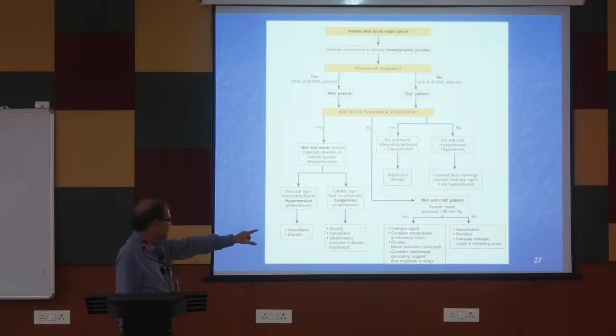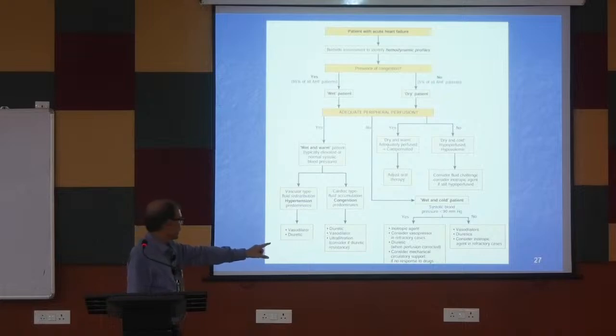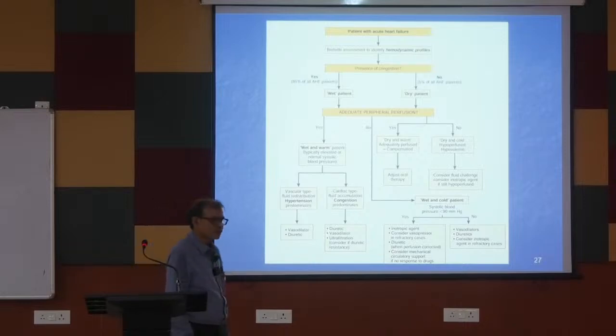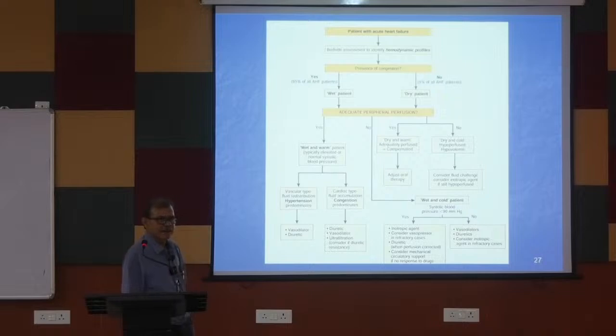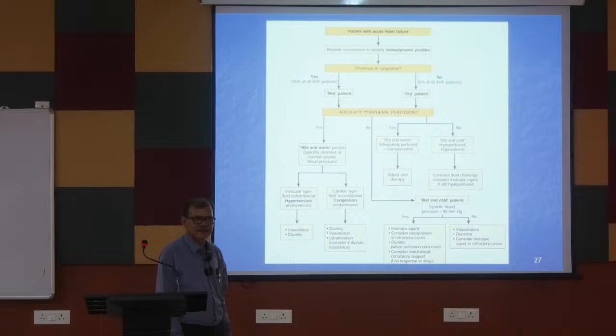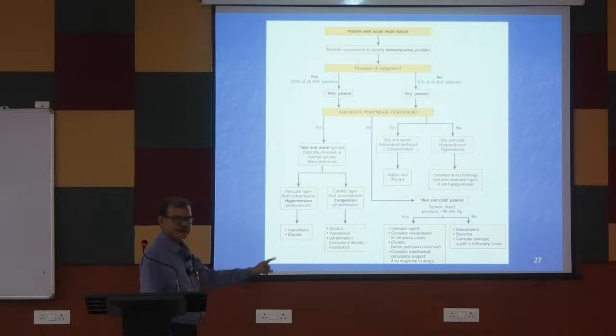Systolic BP less than 90 millimeter of mercury, no. Vasodilators, diuretics, and consider inotropic support. That means either digoxin, amrinone, milrinone, etc. or dopamine, dobutamine. Not vasopressor. Vasopressor means norepinephrine, etc. So systolic BP less than 90, no. Vasodilators, diuretics, and consider inotropic support. Yes, the first inotropic support.